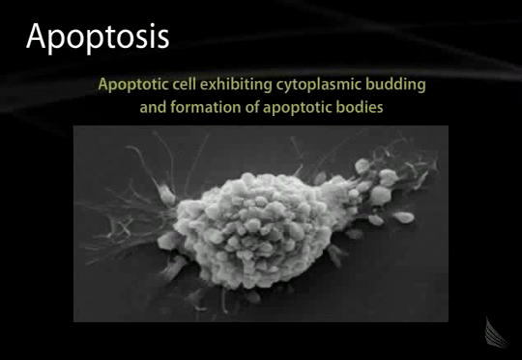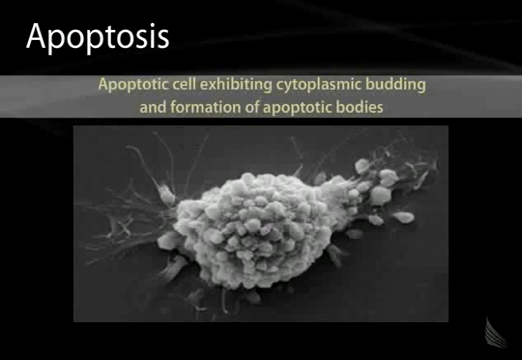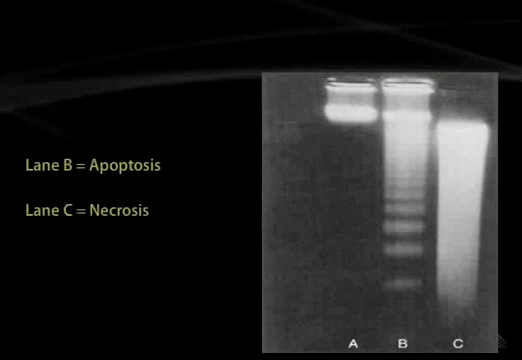Here's a scanning EM image of an apoptotic cell, and you can see in this image the formation of these apoptotic bodies with the cytoplasm budding off, and eventually each of these little apoptotic bodies will come off and be consumed by a macrophage. Now, what happens to DNA in apoptosis versus necrosis is very characteristic then.